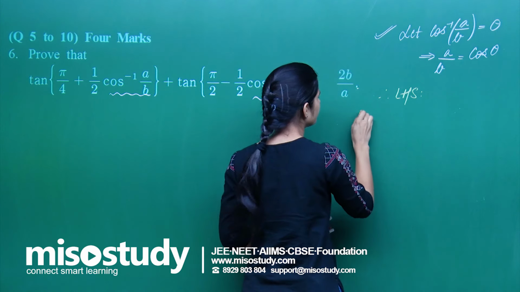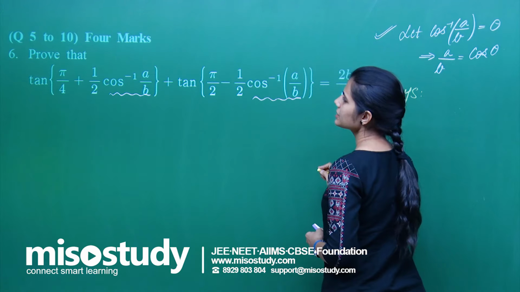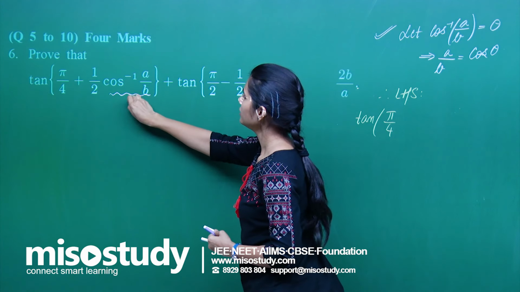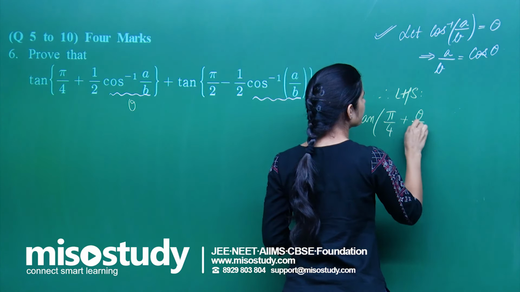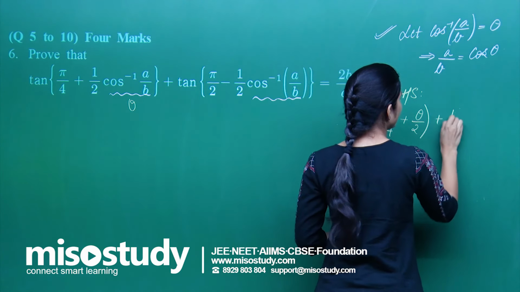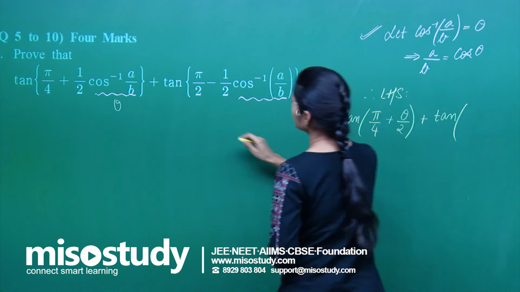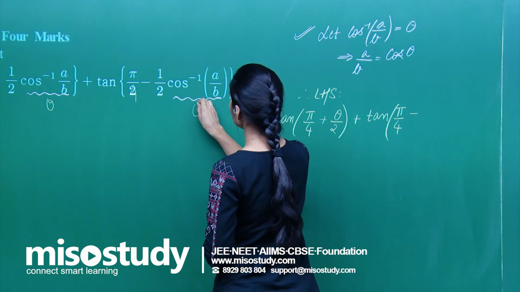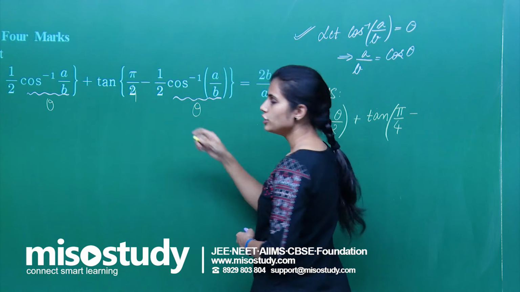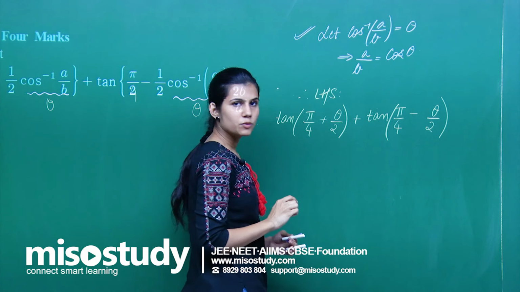LHS is tan of pi by 4 plus half of theta, because cos inverse of a by b is theta. So this is plus theta by 2. Then you have plus tan of pi by 4 itself, that's not pi by 2, it's pi by 4. Here it will be pi by 4 minus, now again this particular expression is equal to theta, so it will be theta by 2. Fine. This is what you have as your left hand side.